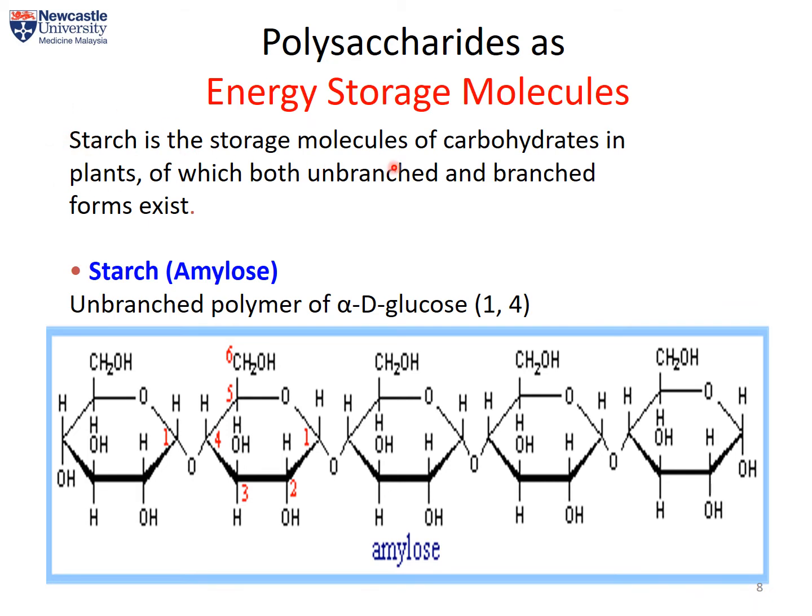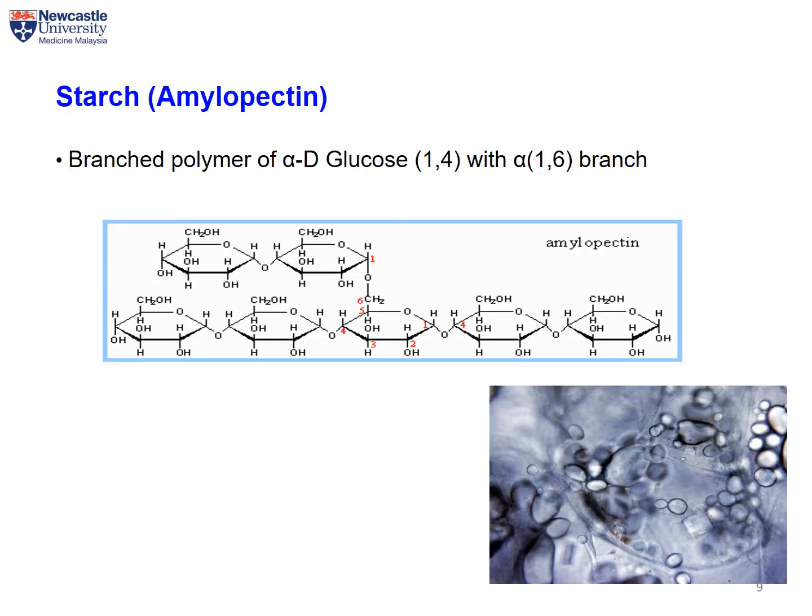Showing here is the unbranched polymer of alpha-D glucose, which is known as amylose, and it is linked together by the alpha-1,4 glycosidic bond. Another variant of starch is known as amylopectin, which is a branched polymer of alpha-D glucose. So in this picture, you can see that in the main chain, it is linked together by the 1,4 glycosidic bond, but the side chains are linked together by the alpha-1,6 glycosidic bond.